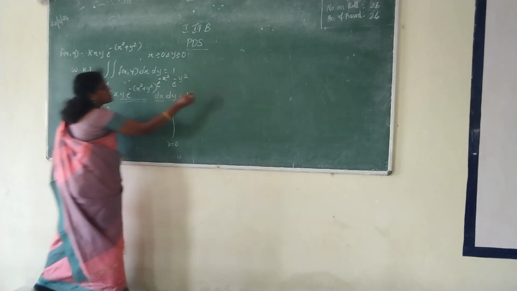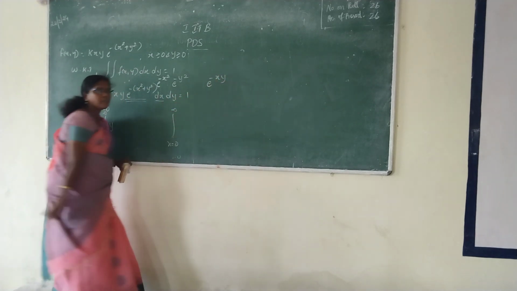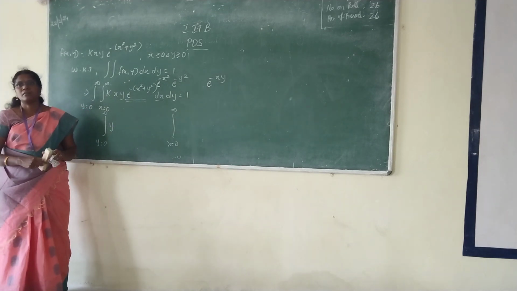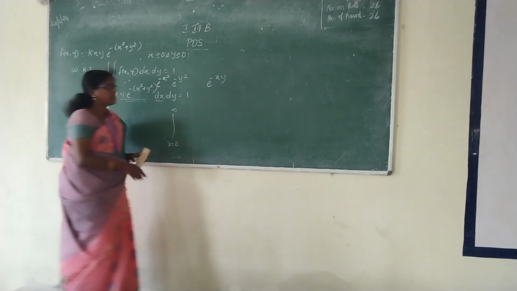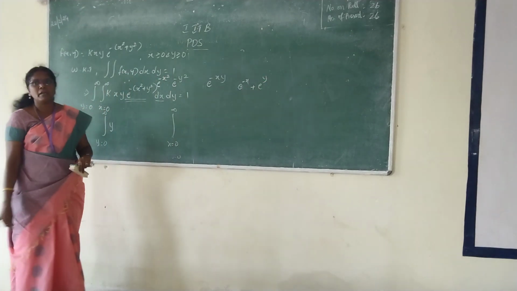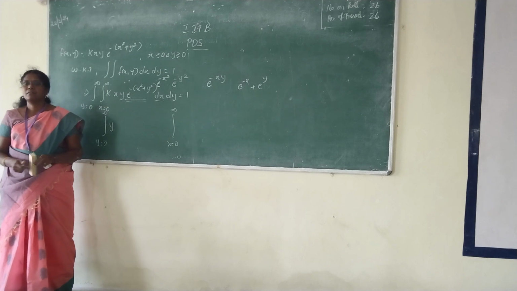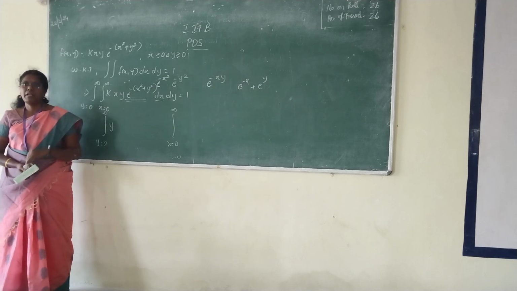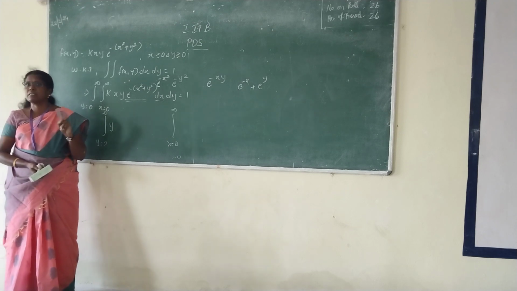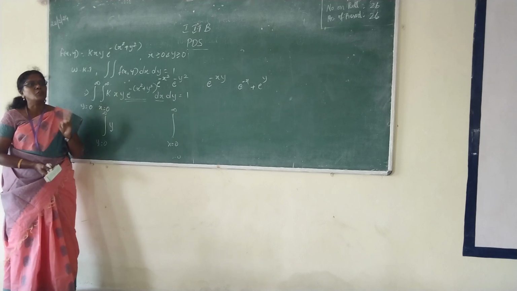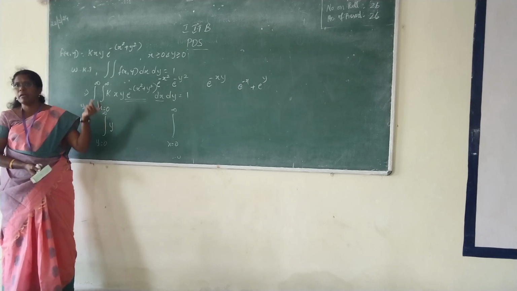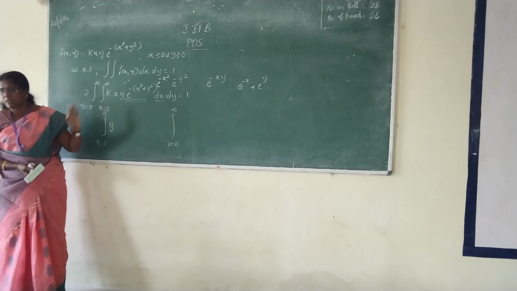In case you are having a function as e power minus xy, can you split? If you combine this, you will get e power minus xy. Possible? Not possible. When it is in product form, you can't split them into two different terms. Only if it is in addition or subtraction, you can split them and write them as two terms, because if the base is same, you can add the powers. Using that logic, we can separate. But when it is in product form, you can't split that one. So be careful with that.